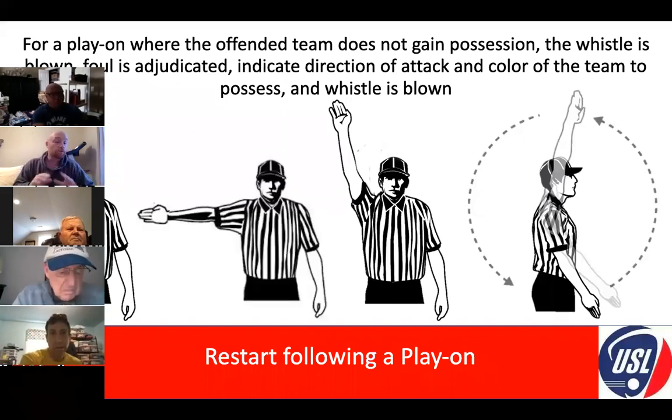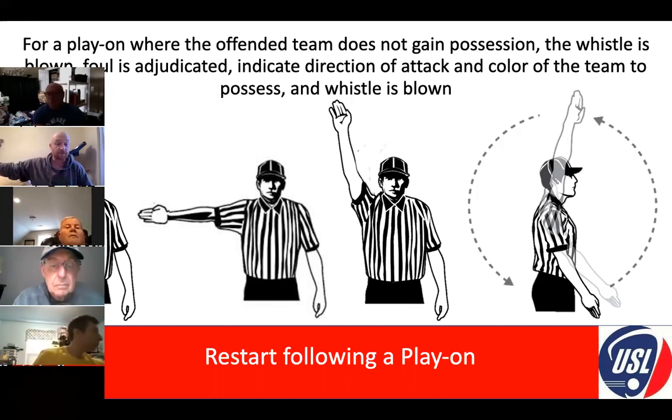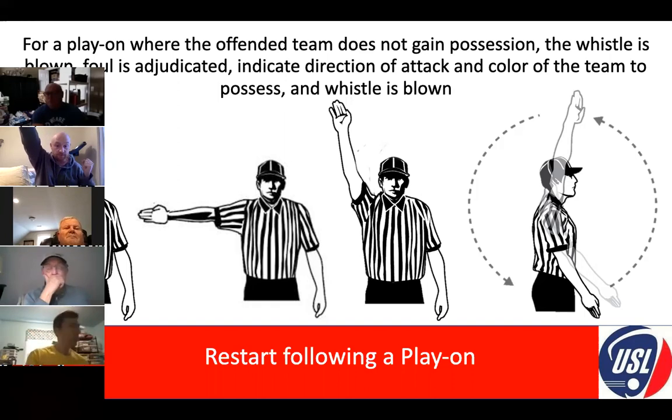This is going to be our restart following any dead ball scenario with the signals for a play on where the offended team does not gain possession. The whistle is blown, foul is adjudicated, indicate the direction of attack and color of the team to possess, then the whistle is blown. In order: hand up, play on, say what the foul is, push, interference, blue, hand back up, blow the whistle.